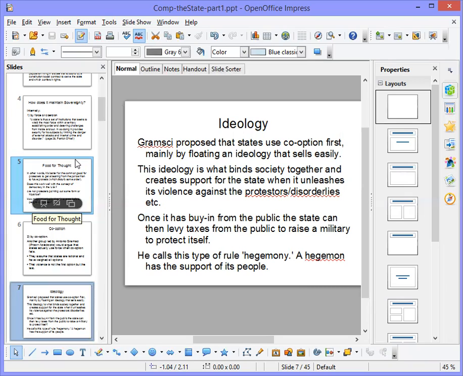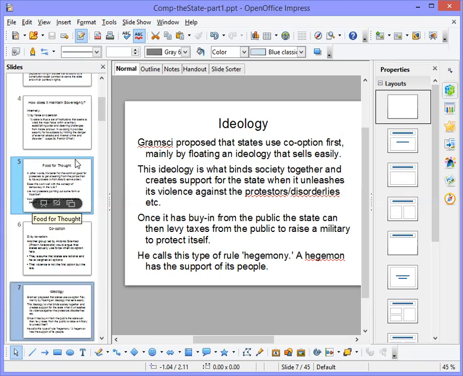So even when the state unleashes violence against protesters, people in the government and in civil society are going to support the state. Once it has this buy-in from the public, the state can do all kinds of things, including levying taxes from the public to raise money for the very military that it can use against its people, right? And by saying, oh, we need money to protect ourselves.